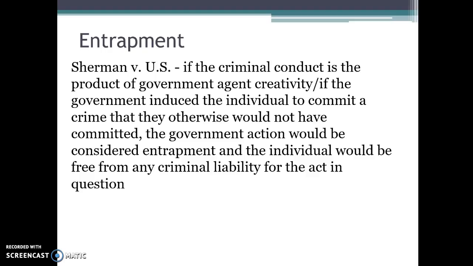So think of it this way. If the undercover police officer is a drug dealer, and you're just walking down the street and they come up to you and say, hey, you want to buy some drugs? And you're like, yeah, sure. That's entrapment. On the flip side, if they're just standing there looking like a drug dealer and you walk up to them and ask them, then that's not entrapment. So that's an example of what that means.